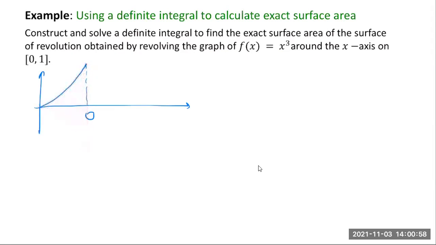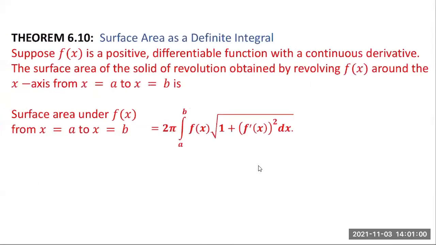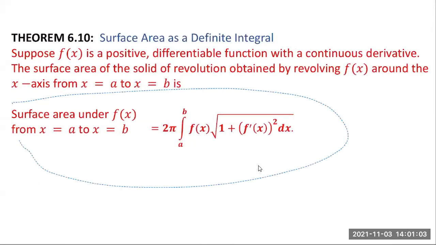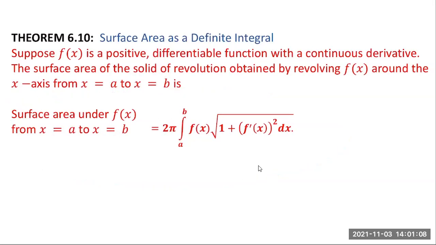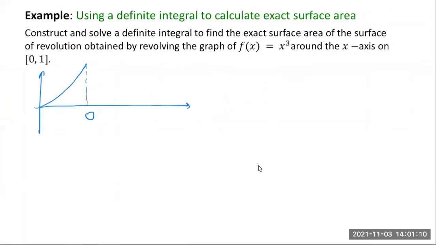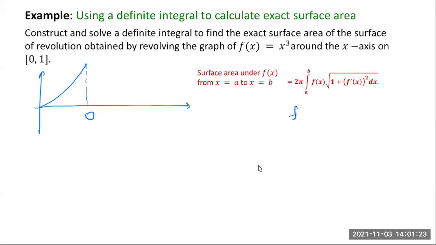Of course, you can use the previous theorem to calculate that surface area. Let me copy the formula to the other side. Here is the formula. Notice that we need f prime of x squared. So let me calculate that. F of x is given. F prime of x is 3x squared. So f prime of x squared will be 9x to the power 4.